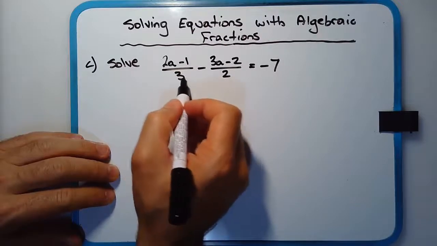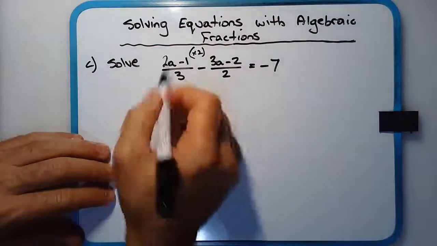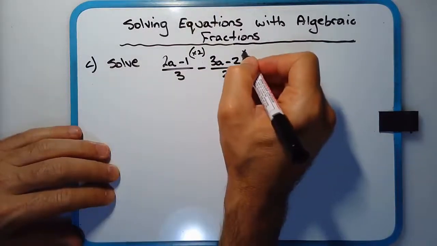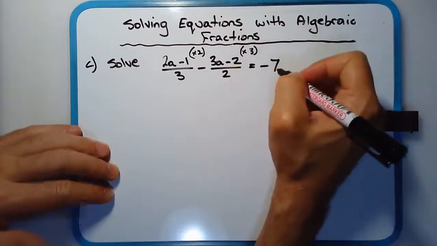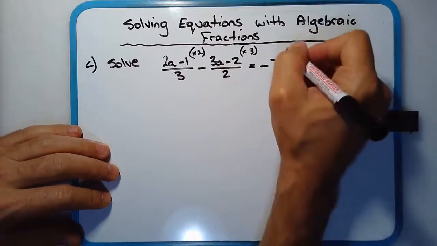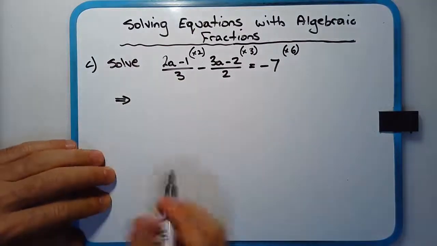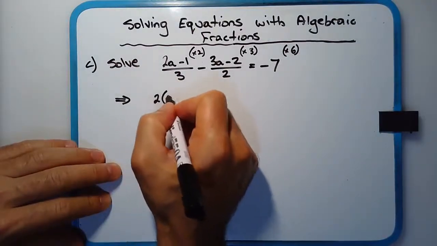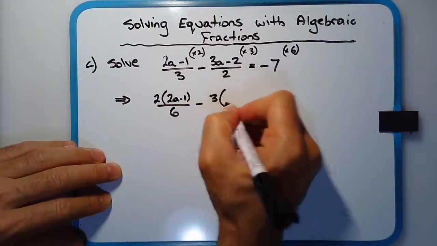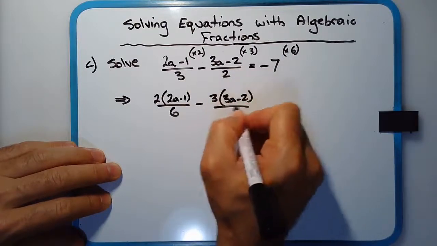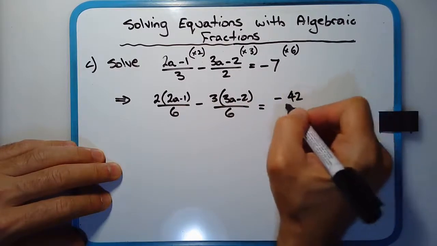So in order for that 3 to become 6, for the first fraction, we multiply the whole thing top and bottom by 2. This fraction, we multiply top and bottom by 3. And this whole number, I'll kind of call it a fraction, top and bottom by 6. So what we end up with is 2 outside of (2a minus 1) on 6 minus 3 outside of (3a minus 2) on 6 is equal to negative 42 on 6.